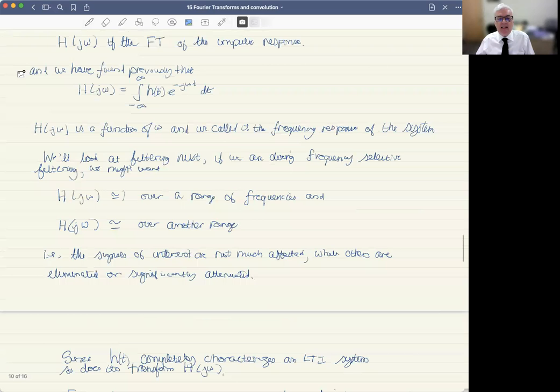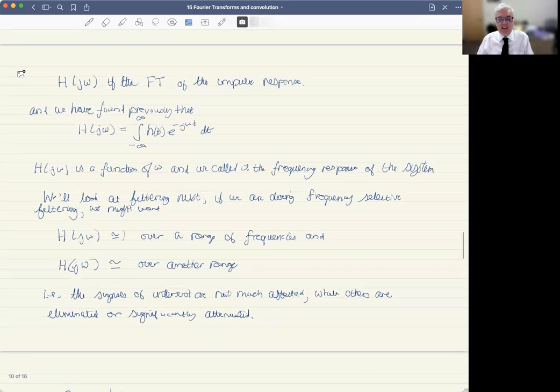So, what I've done is I've reminded you of the definition of capital H, and reminded you it's called the frequency response of the system.